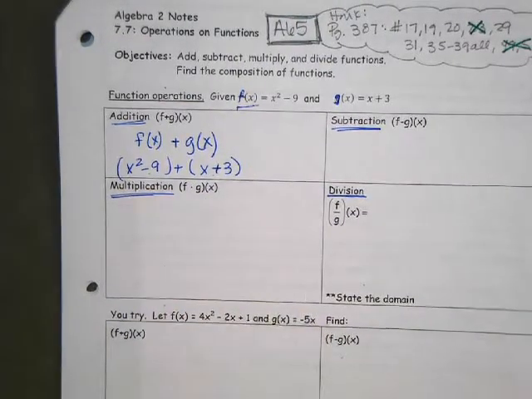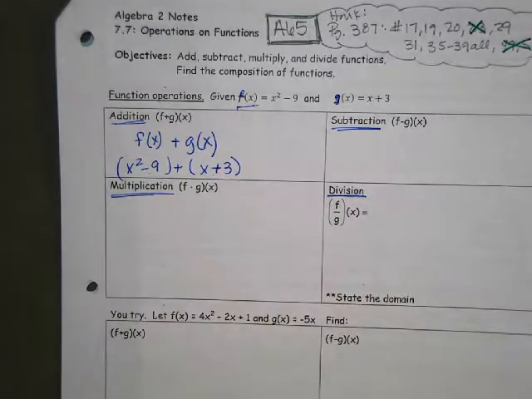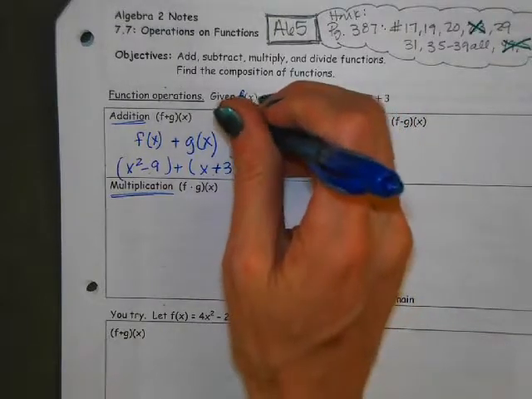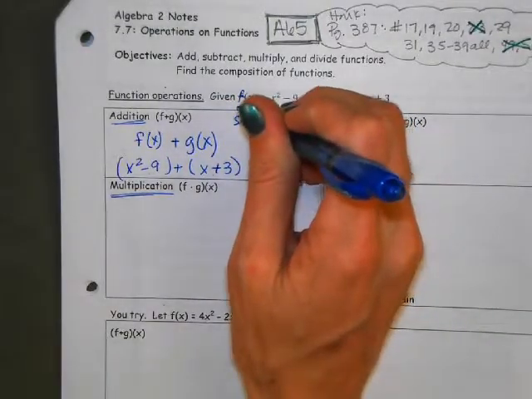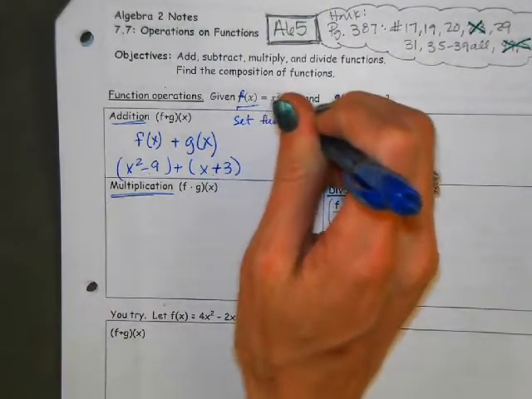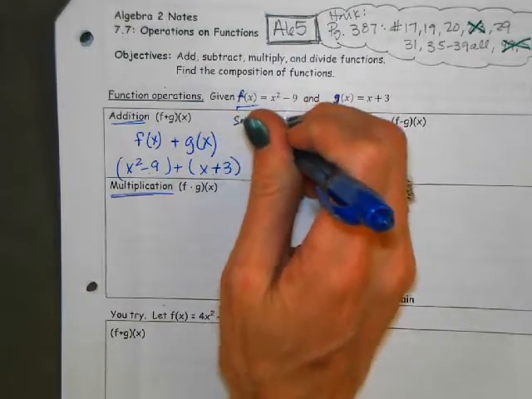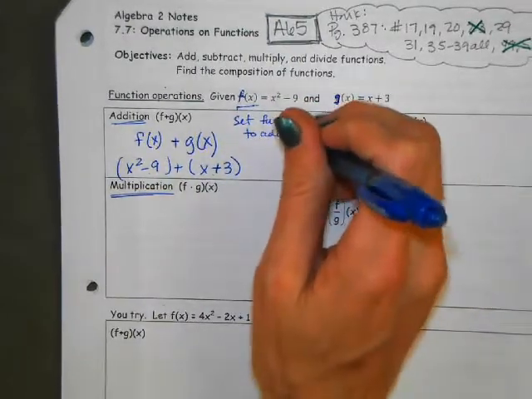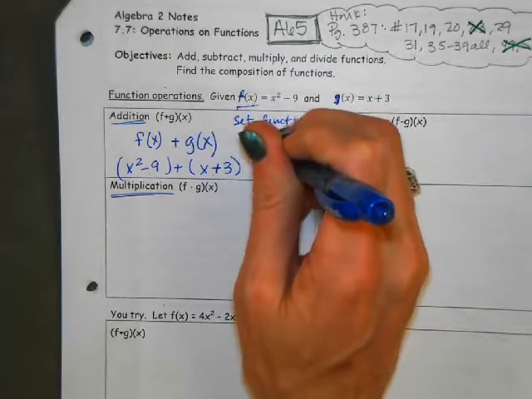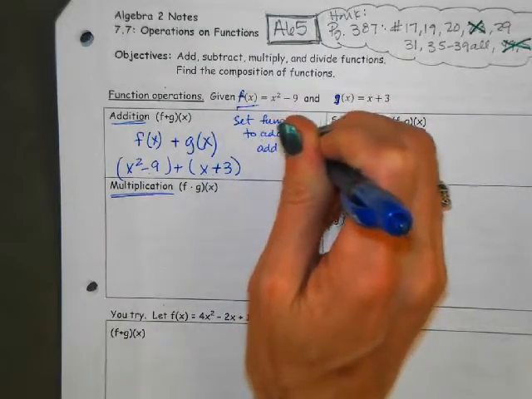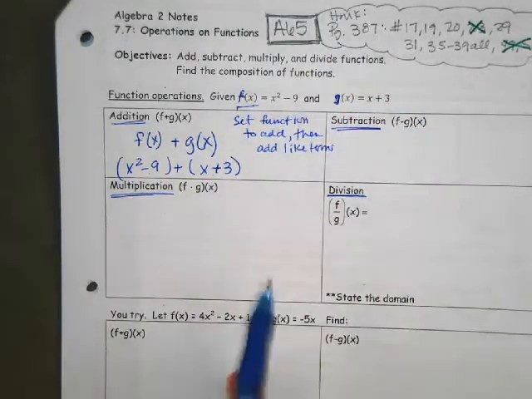Now this is something we've done many times this year, where we've taken two things and combined like terms. So all we do is set the functions to add to each other, and then add like terms. So this should be total review.